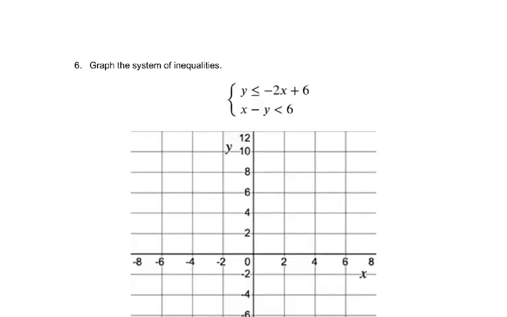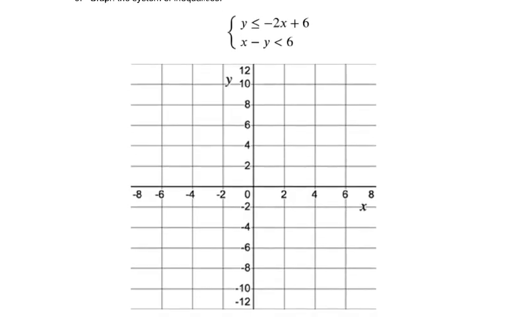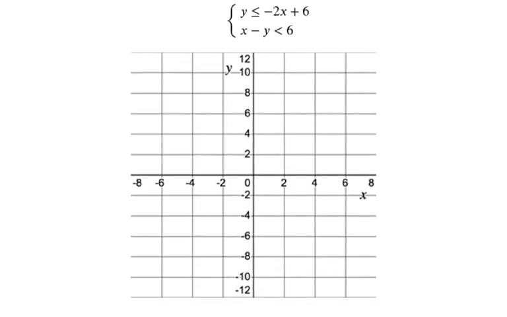Let's try another example together here. So graph the system. Y is less than or equal to negative 2x plus 6, and x minus y is less than 6. So once again, multiple colors is super important. I'm going to choose blue for the first line. So y is less than or equal to negative 2x plus 6. So let's graph the line. We know the y-intercept is 6. We know that the slope is negative 2, so you could use the slope if you would like to, or you could plug in a point.